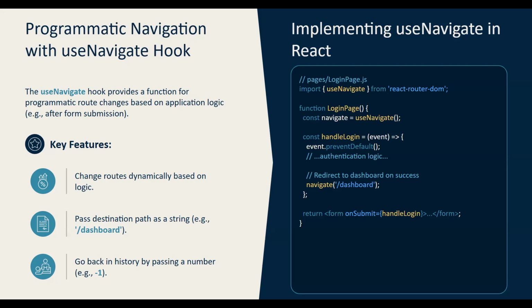In this example on our right, we could call useNavigate to get a navigate function. Then inside the handler for login, after preventing the default form behavior and running the authentication logic, we could simply use the navigate function to send the user to the dashboard after a successful login. And useNavigate can also help us move through browser history. So if you pass something like -1, it works like a back button as well.